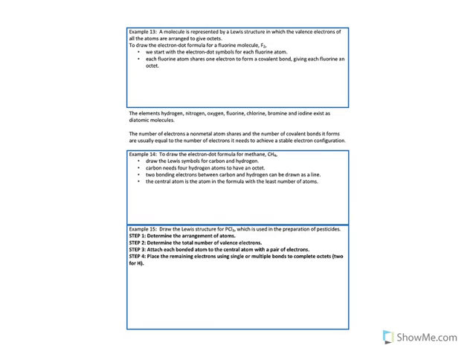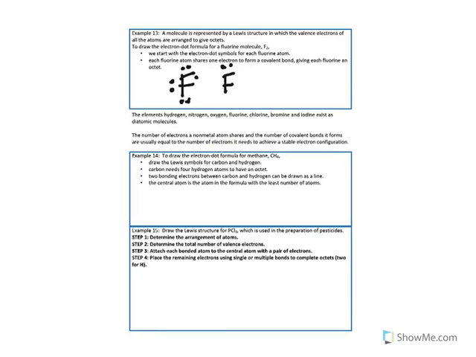Let's try an example. A molecule is represented by a Lewis structure in which the valence electrons of all the atoms are arranged to give octets. Let's draw the electron dot formula for the fluorine molecule F2. Let's look at each fluorine atom. Fluorine is in group 17, or 7A, and has 7 valence electrons. 1, 2, 3, 4, 5, 6, 7. We represent these as dots around the fluorine.